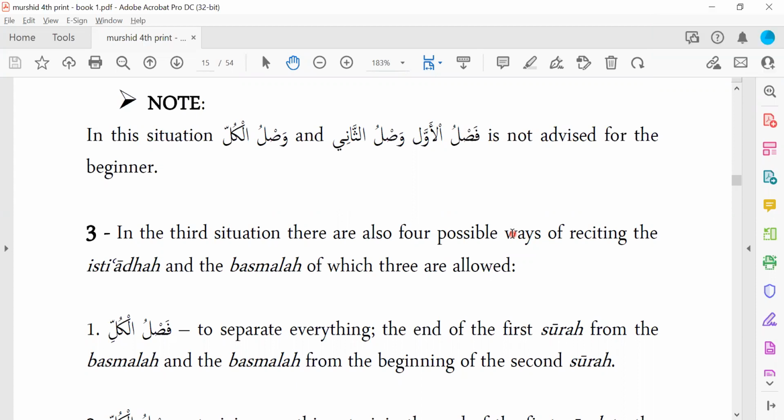Finishing one surah and going to the next. Very good. So finishing one surah right at the end and going to the next surah, okay?